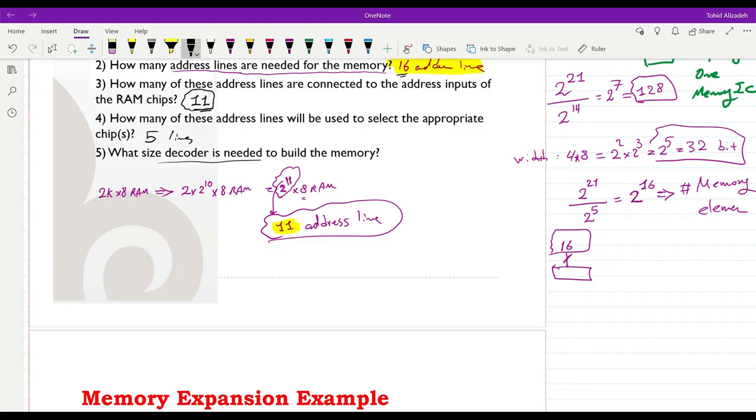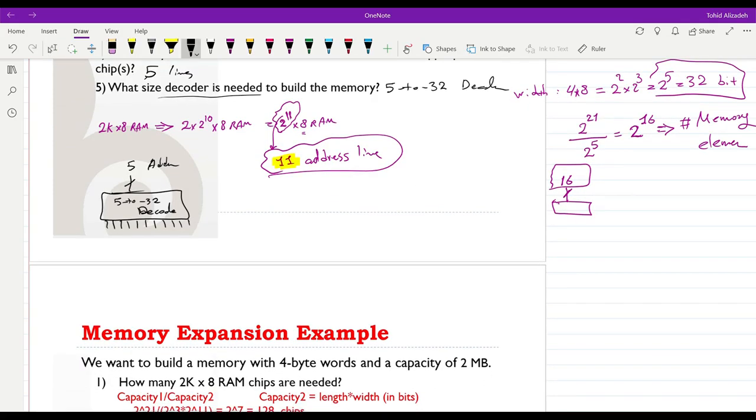And the next question is regarding the size of the decoder. What size of decoder do we need? We are going to use 5 address lines to refer to the chips. We would need to use a 5 to 32-line decoder. We will get 32 outputs from the decoder. So the size of the decoder will be 5 to 32 decoder.